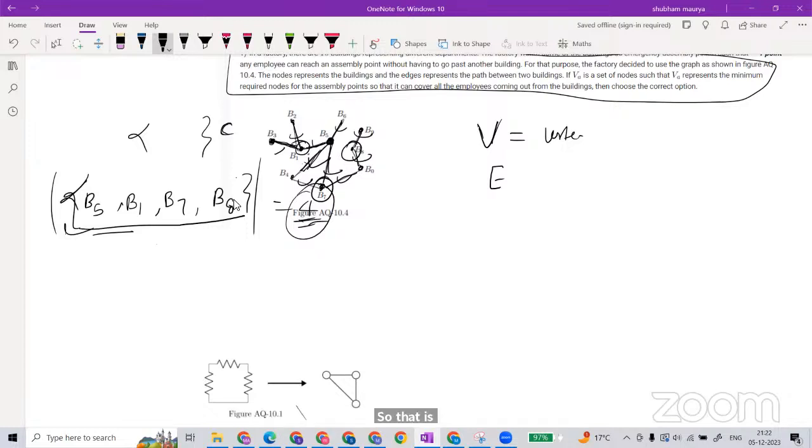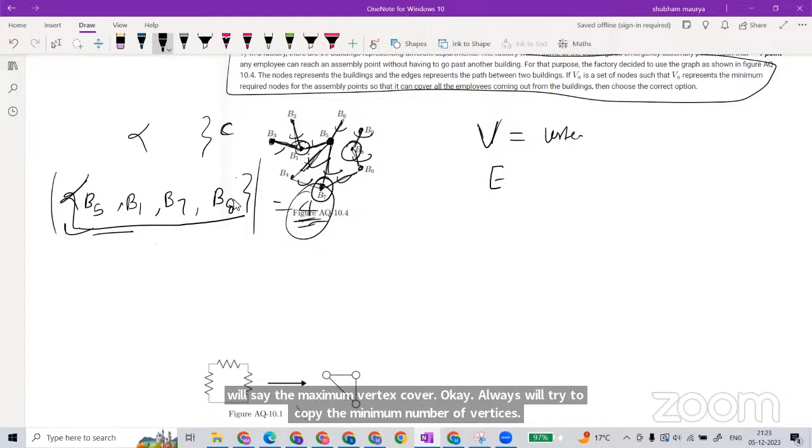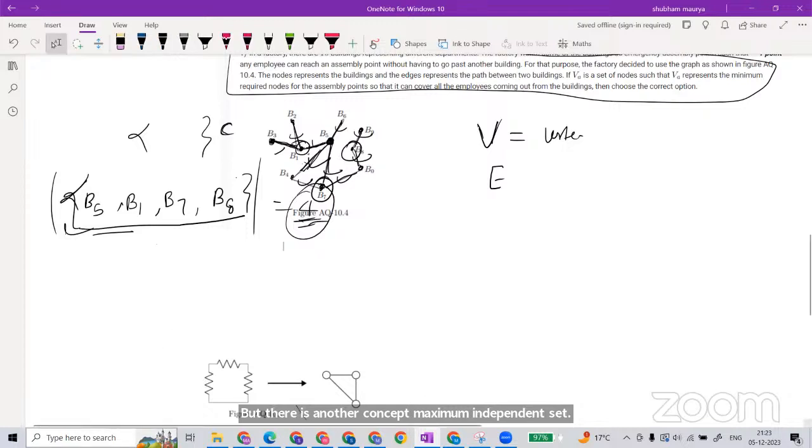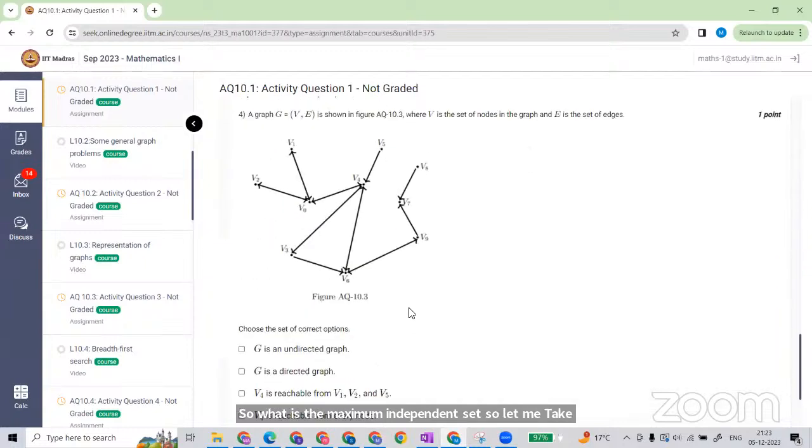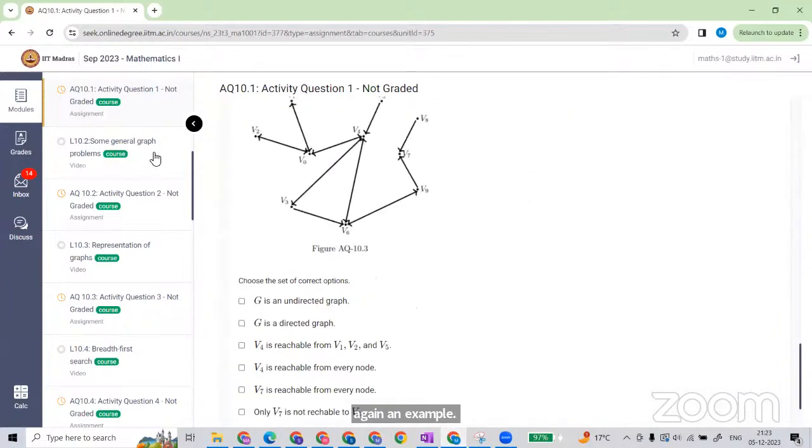There is another definition, the independent set. What is an independent set? There is a maximum independent set, but there is no such thing as a maximum vertex cover. We always try to cover with the minimum number of vertices. But there is another concept, the maximum independent set. So what is the maximum independent set? Let me take an example again. So there is no maximum vertex cover, only always minimum. Yes. Okay.